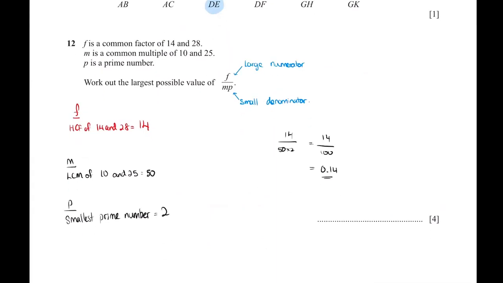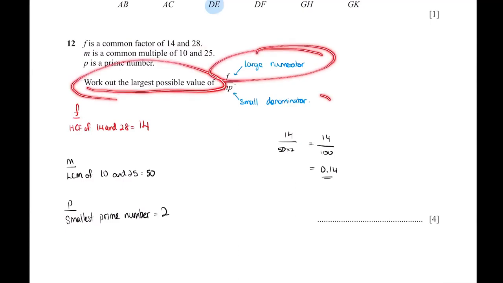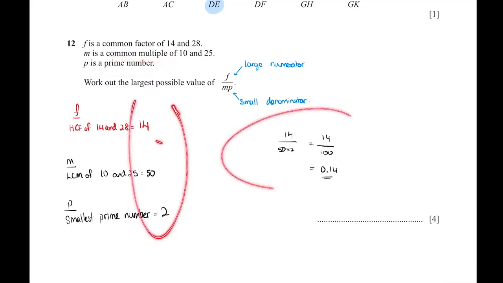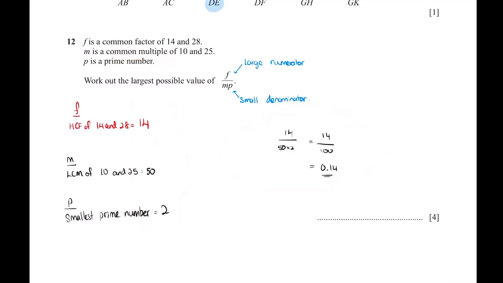Okay, F is a common factor of 14 and 28. So you can see already, work out the largest possible number. So we need to have a large numerator, small denominator. So first we need to find a largest value for F, which is your highest common factor. Largest common factor. And then your M and P must be the smallest. So you must find the lowest common multiple and the smallest prime number. So you can get everything here. Put it inside, you should get your answer 0.14.